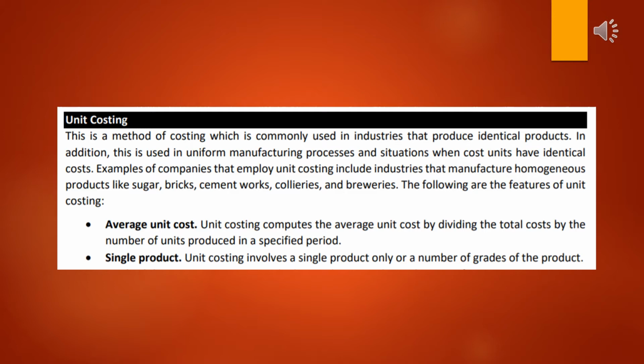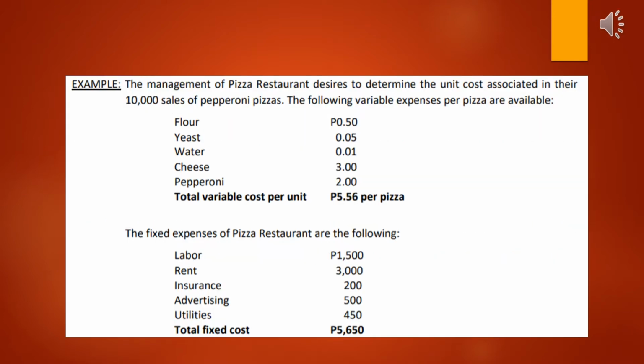So that is unit costing. So this is applicable only for homogeneous products or single products only. I have here an example. So let me read it. The management of a pizza restaurant desires to determine the unit cost associated with their 10,000 sales of pepperoni pizzas. The following variable expenses per pizza are available.